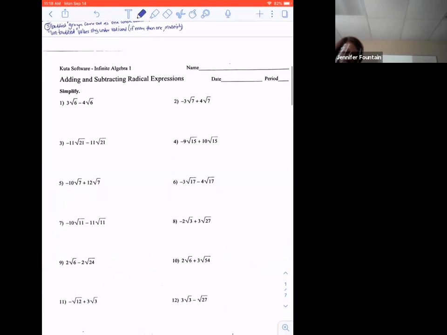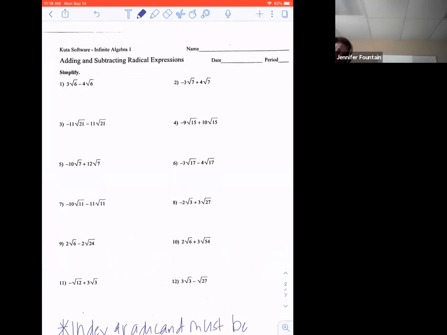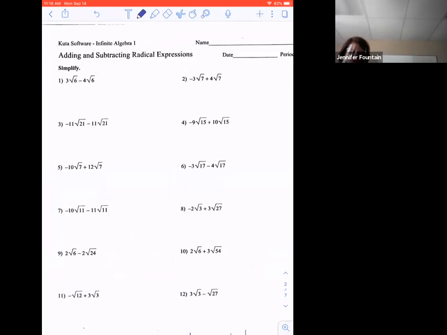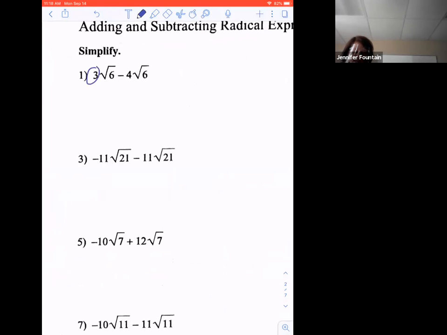So let's go ahead and look at number 1. I have 3 times the square root of 6 minus 4 times the square root of 6. The first thing I'm going to do is subtract, and I've got 3 minus 4 equals what? -1. Then I keep my radical the same. So -1 times the square root of 6, I can simplify that and just write it as the negative square root of 6. I don't have to write the 1. I can write it. It's up to you.